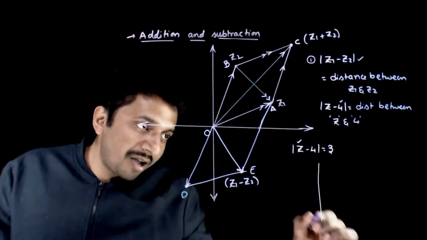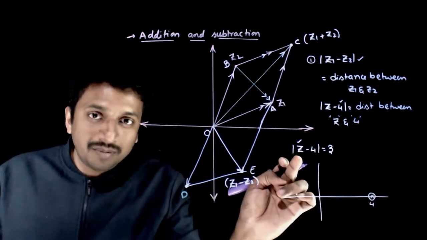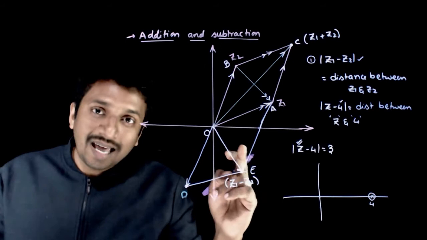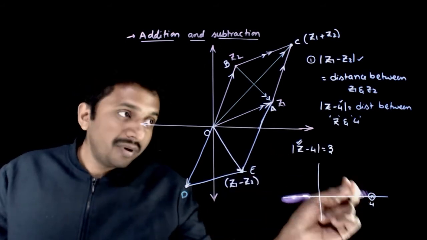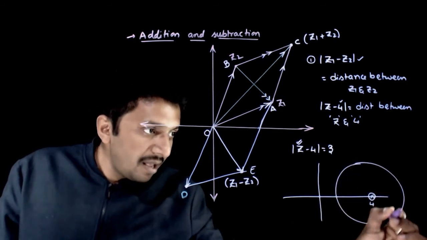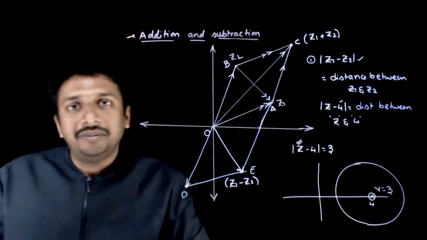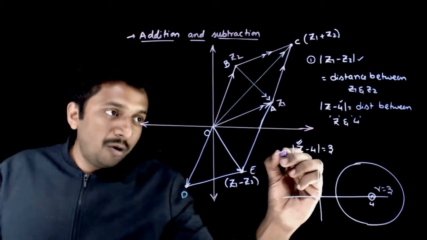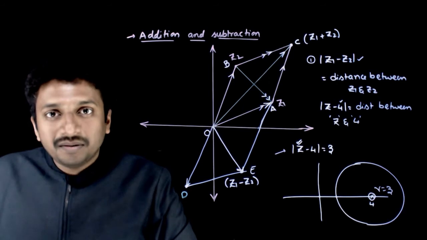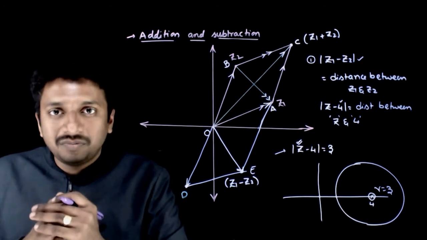That means if you draw the Argand plane, 4 lies somewhere here. Now the distance between my complex number Z and 4 has to be equal to 3. That means obviously this Z lies on a circle with center 4 and radius equal to 3, right? So my Z will lie on a circle with 4 as center and radius equal to 3. I hope you have understood the concept of mod of Z1 minus Z2. Mod of Z1 minus Z2 is the distance between the complex numbers Z1 and Z2.